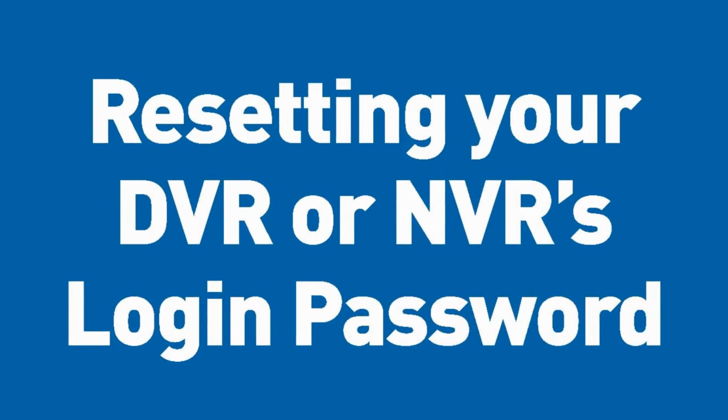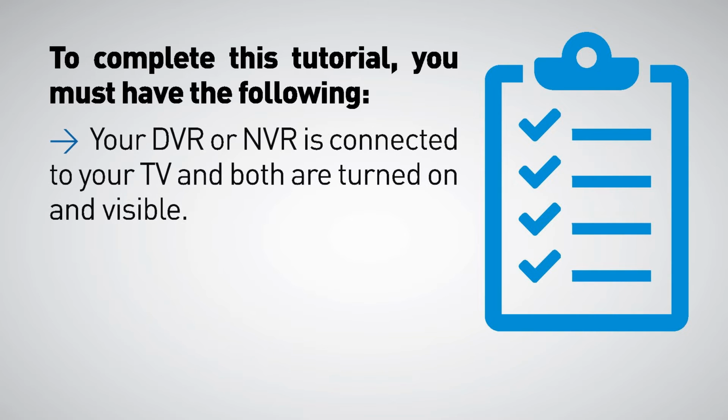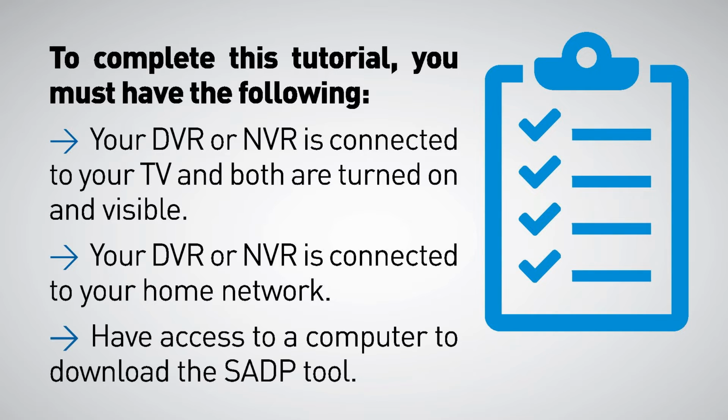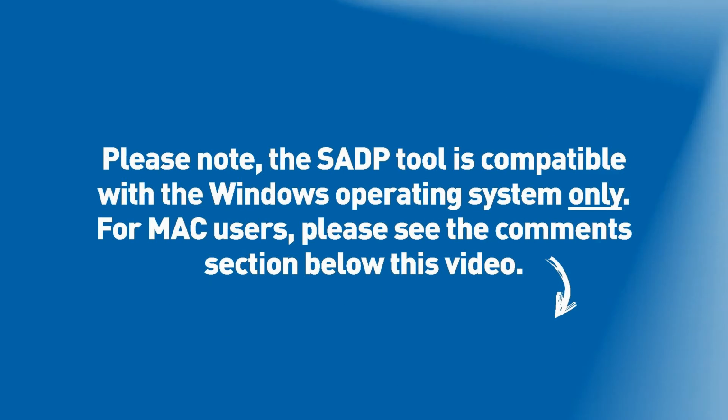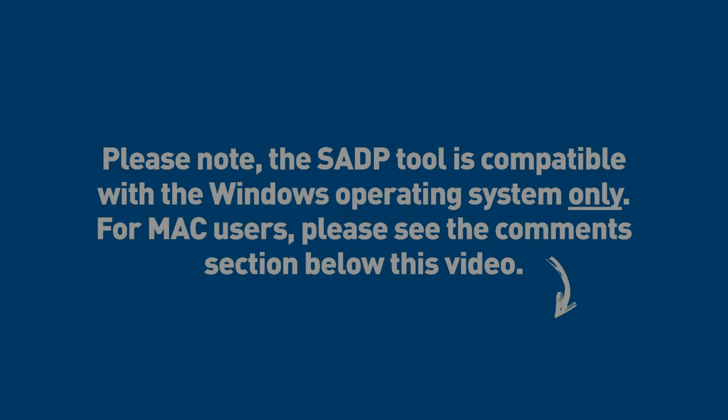Let's get started. To complete this tutorial, you must have the following: your DVR or NVR is connected to your TV and both are turned on and visible. Your DVR or NVR is connected to your home network. Have access to a computer to download the SADP tool. Please note, the SADP tool is compatible with the Windows operating system only. For Mac users, please see the comments section below this video.